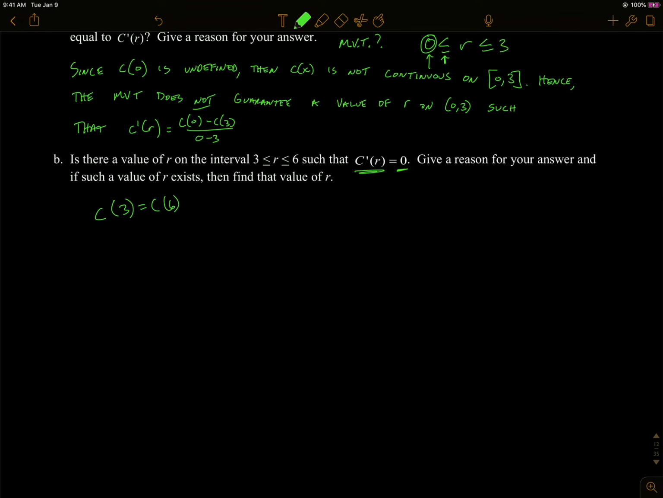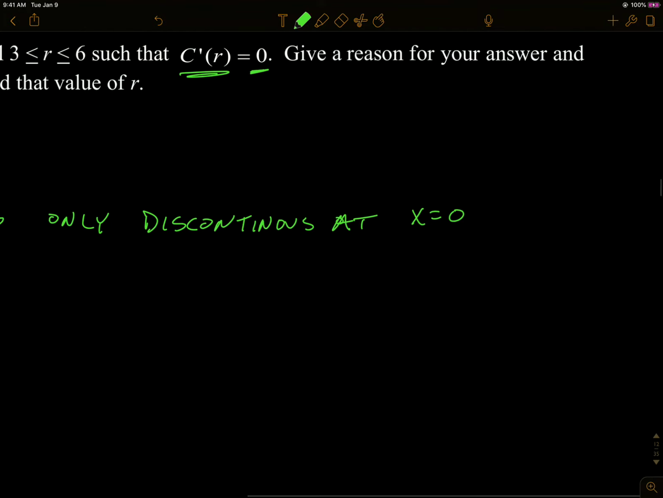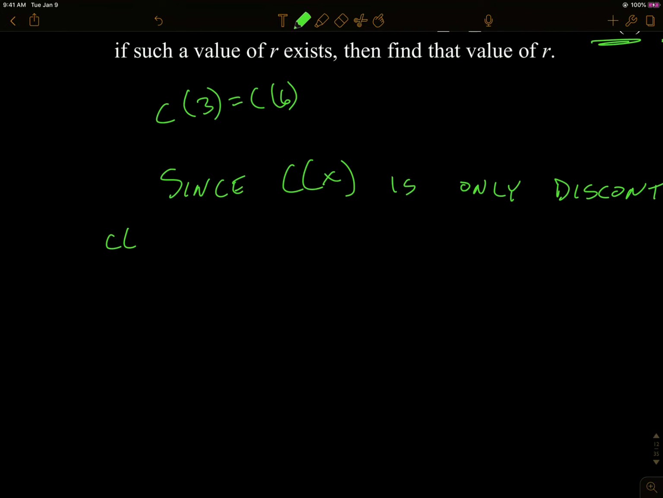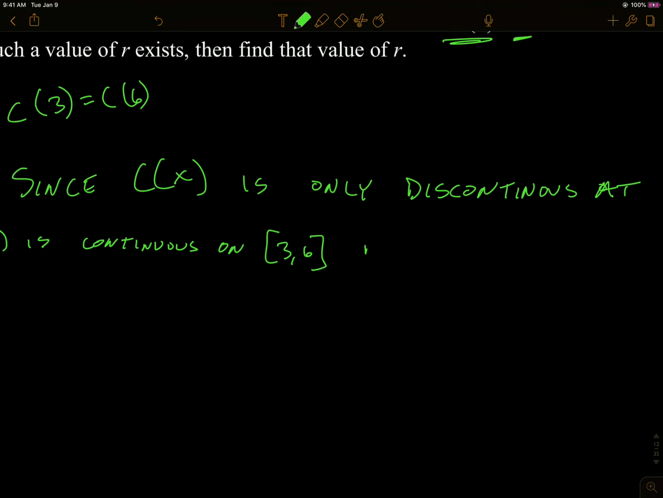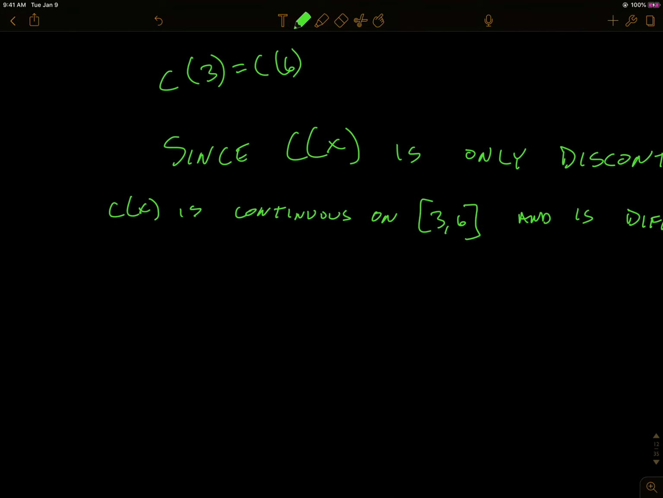So let's start writing out our solution here. So since c of x is only discontinuous at x equals 0 and x equals negative 3, then c of x is continuous on the closed interval 3 to 6 and is differentiable on the open interval 3 to 6.